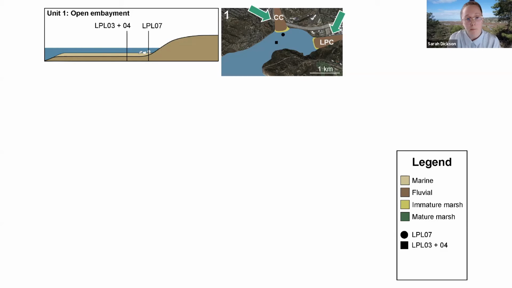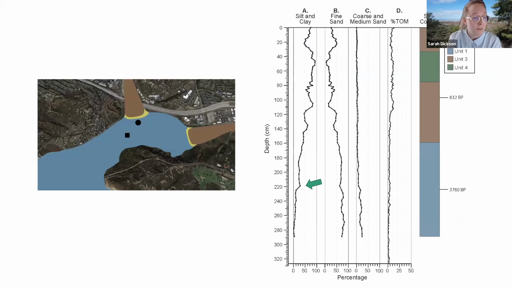We see evidence of initial closure of the estuary starting at 3,760 years ago, indicated by increased mud content and decreased fine and coarse sand. The closure was likely initiated by sand that was transported down the coast, forming a low partial barrier across the entrance of the embayment.